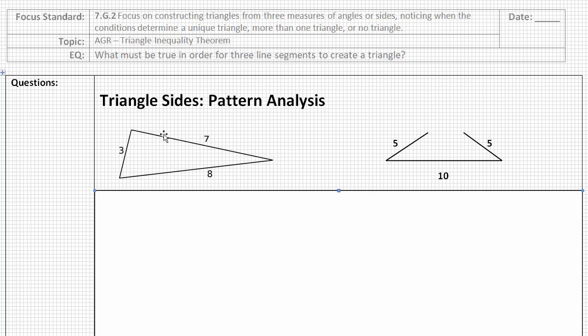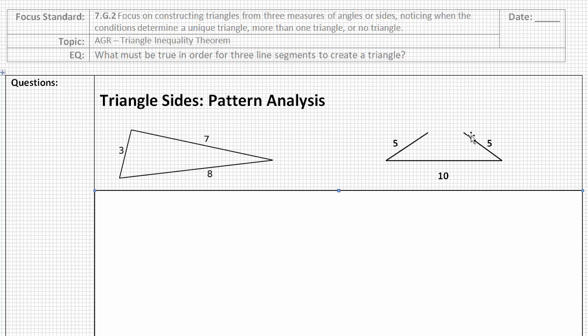For example, here we have a triangle with the sides 3, 7, and 8, and we are being shown that they do fit together to make a triangle. Here on the right, we have 3 line segments, 5, 5, 10. And what we're showing here is that those side lengths cannot become a triangle. If you were to try and piece them together, there would always be an open side.